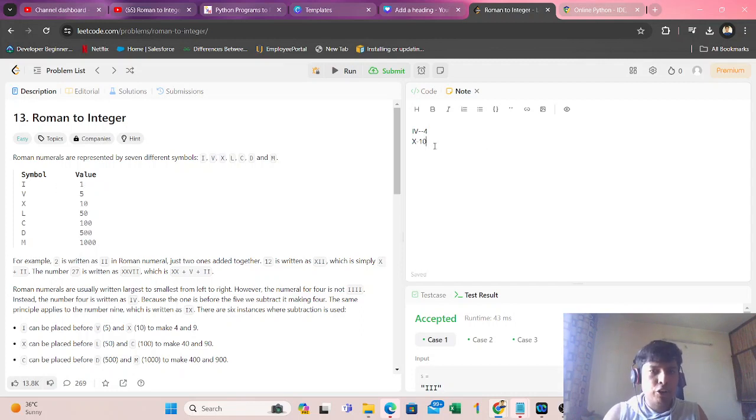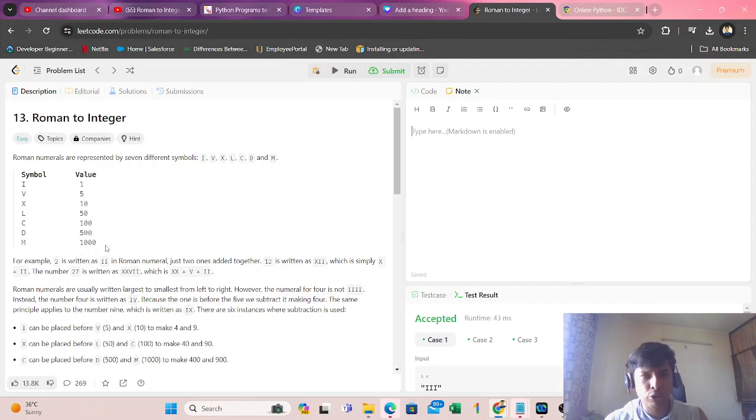For your help, LeetCode has already provided the main symbols and what they mean in integers. I stands for 1, V stands for 5, X for 10, and likewise till M, which stands for 1000. Everybody would have studied Roman numbers at some point in their life, but might have forgotten them because of not much use in general life.